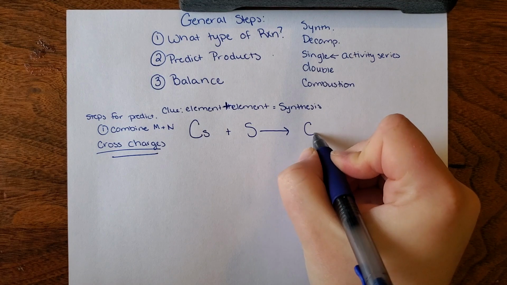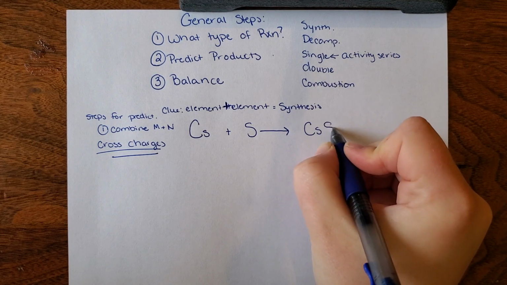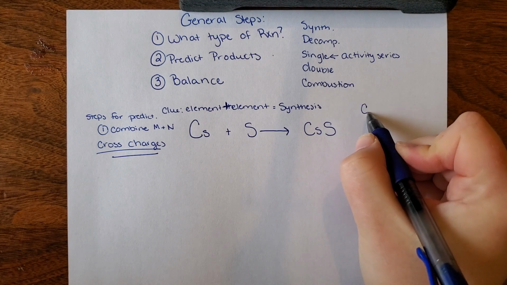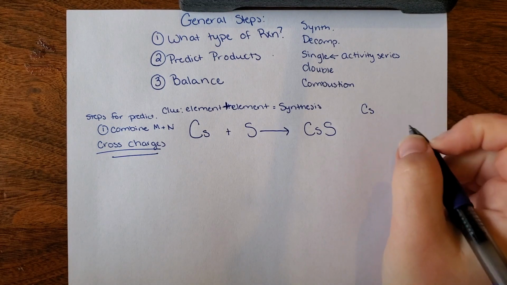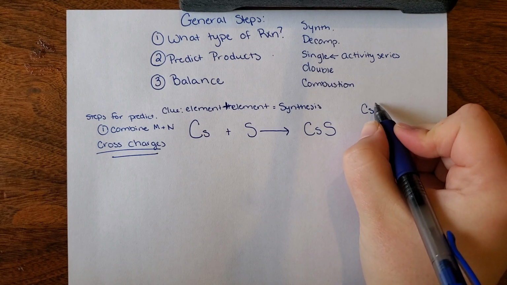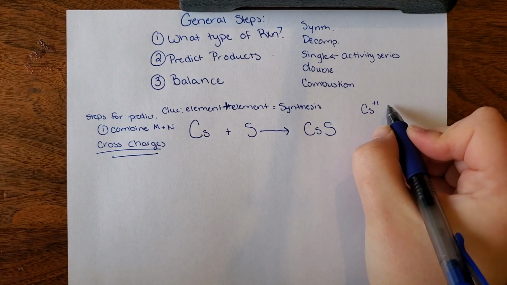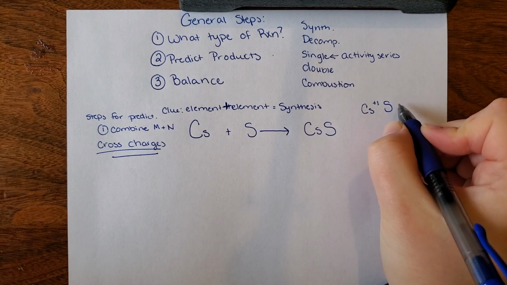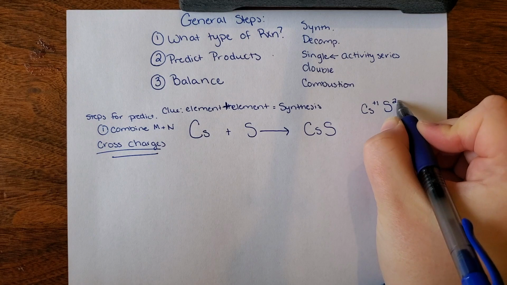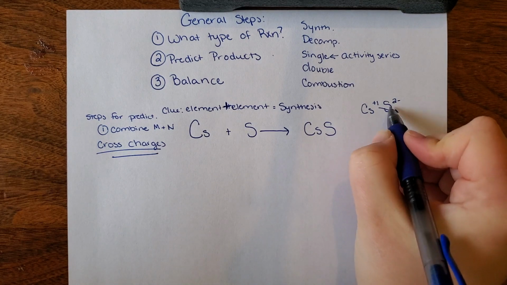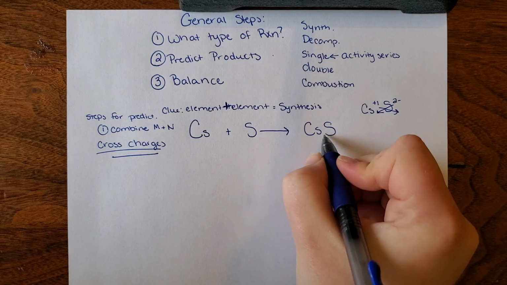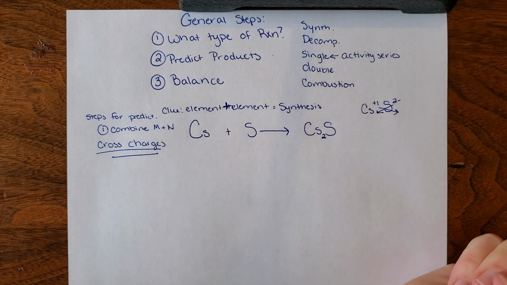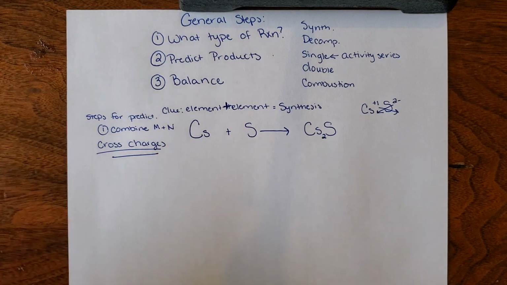And so cesium and sulfur is what we're combining. I'm going to show my crossing of my charges over here on the right. But cesium, if you look on your periodic table, it is an alkali metal, which means it's in that first group, has a +1 charge. Sulfur is a chalcogen. It's over in oxygen's group. We have that labeled with a -2 charge. If you crisscross those, you're going to end up making Cs2S. And then your last step is going to be to balance.